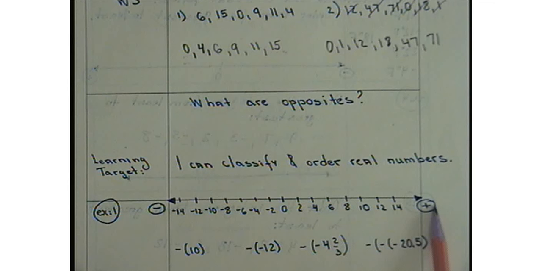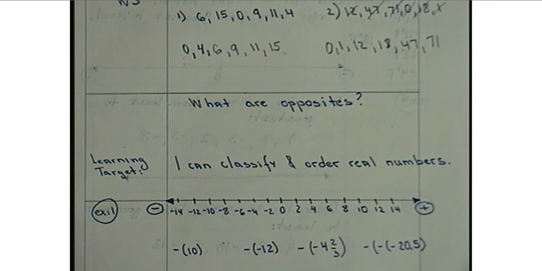So once you have the number line, you know your negatives and positives, then easily you can find where will be the right location for all of those given.